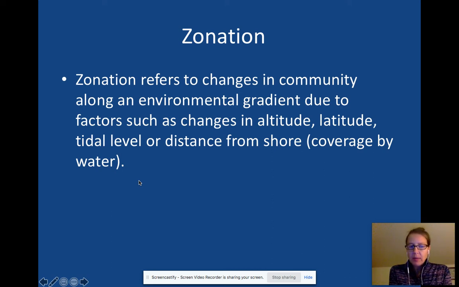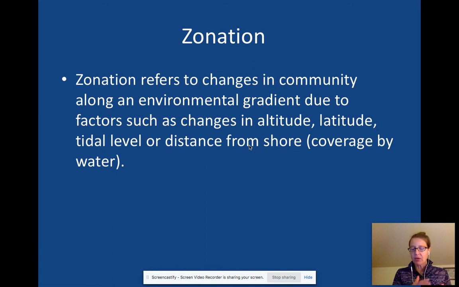In this screencast, we're going to be looking at zonation. Zonation is how species abundance, like the populations of all the different species, which is technically a community, changes along an environmental gradient. And so if we think about an abiotic factor, some abiotic gradient, usually it's something like altitude, latitude, tidal level, distance from a shore, things like that.